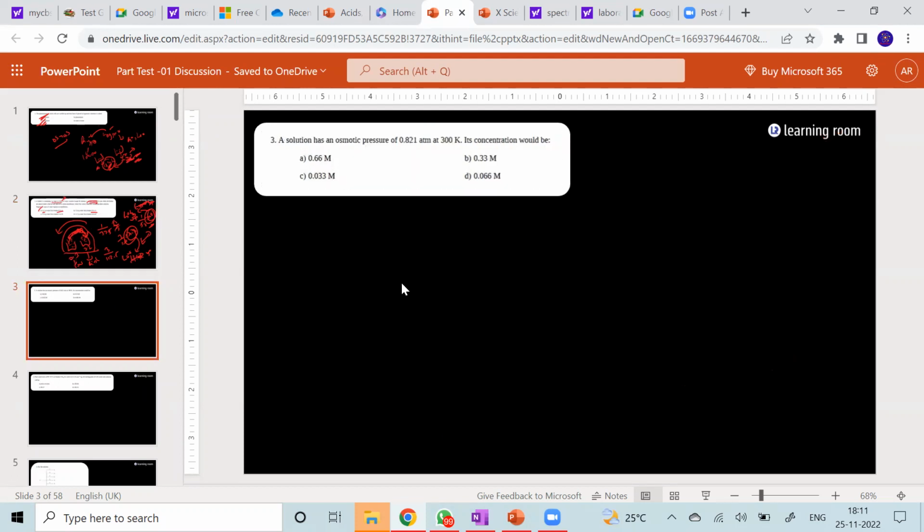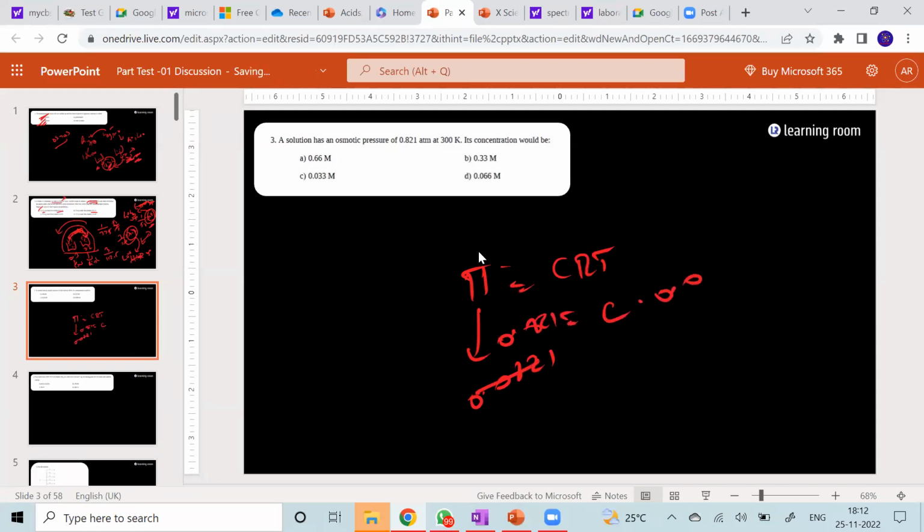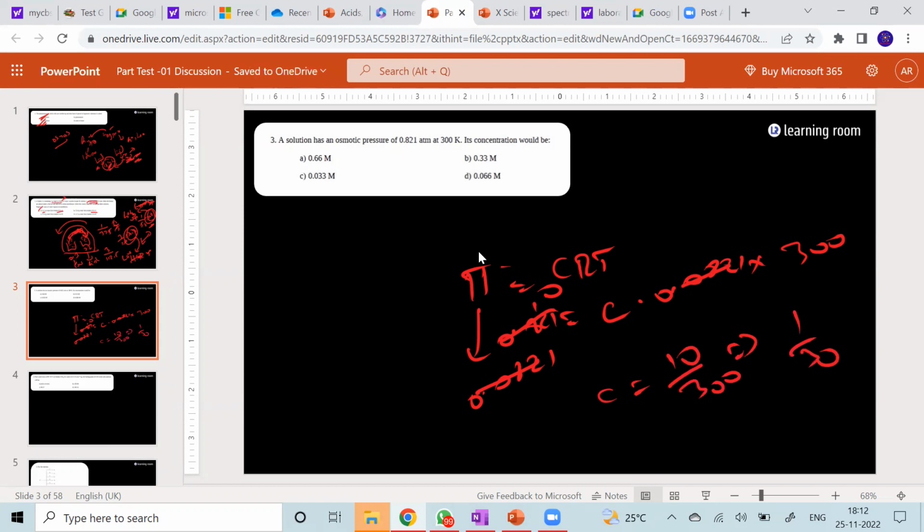Next, the solution has an osmotic pressure of this much at 300 Kelvin, and we need the concentration. Direct formula substitution: pi is equal to C into R into T. Pi is 0.821, and C is what we need to find out. R is 0.0821, and temperature is 300. Now this and this will go 10 times, so C will be equal to 10 divided by 300, or 1 divided by 30. 1 divided by 30 is 0.0333. C will be the answer.